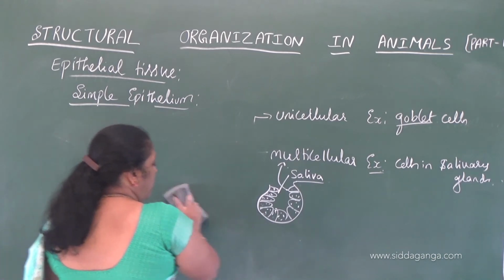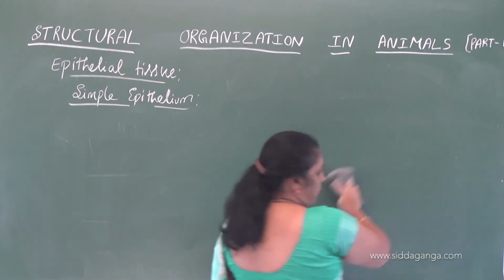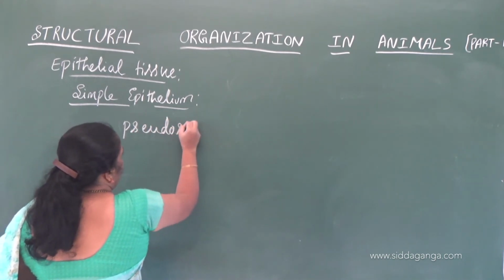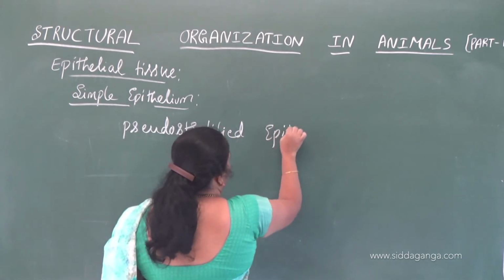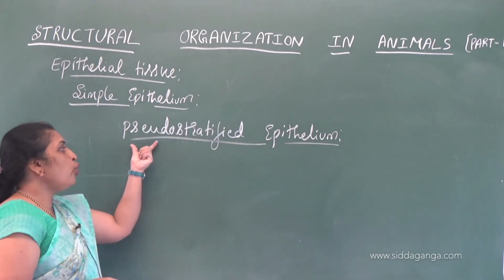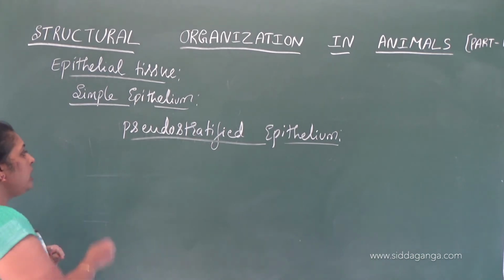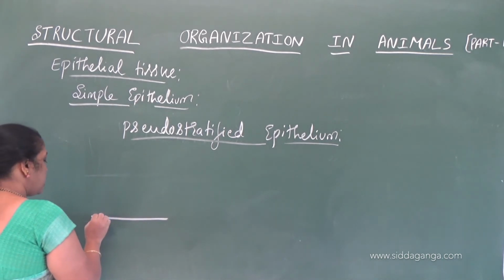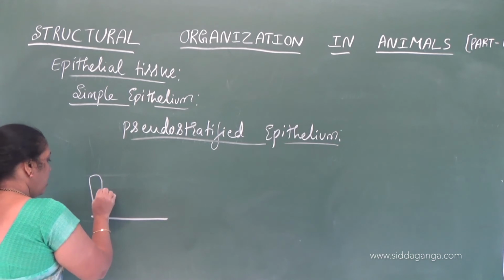Then one thing we left is pseudostratified epithelium. As the name tells, pseudo means false. Pseudo means false; stratified means many layers. This simple epithelium looks like stratified due to the variation in the length of the cells.